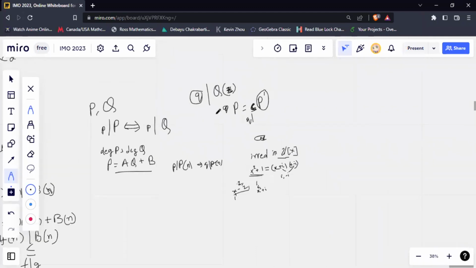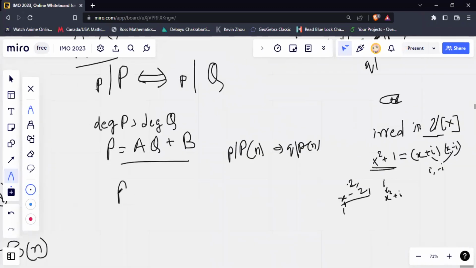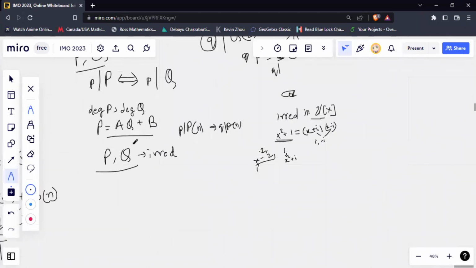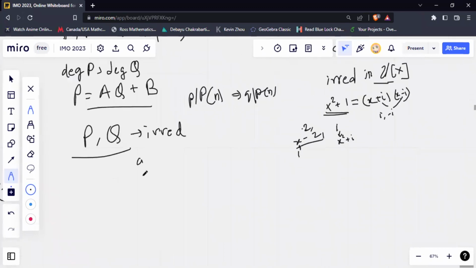This is quite useful. So what if in our exam, in our question, P and Q were irreducible? Then notice that if two polynomials are irreducible, this implies that the GCD of P and Q is 1. I mean, then you can use Bézout easily.